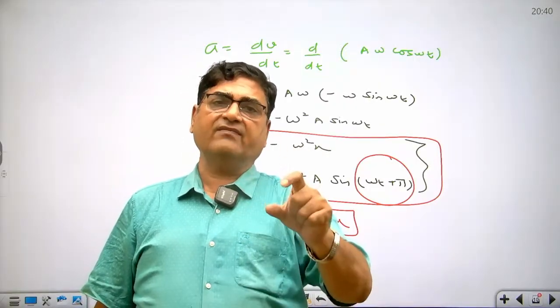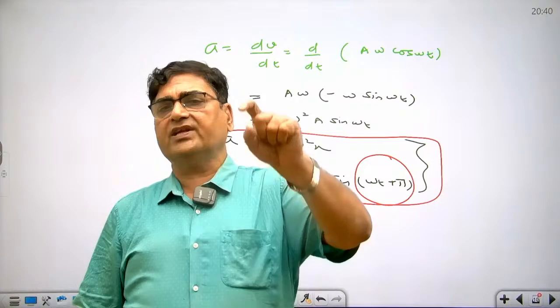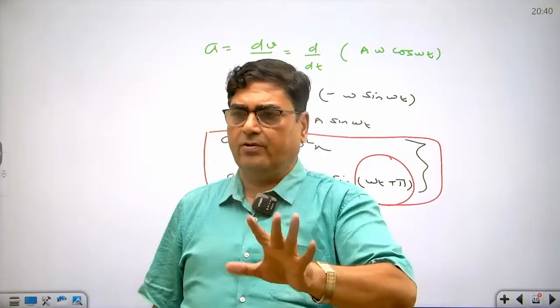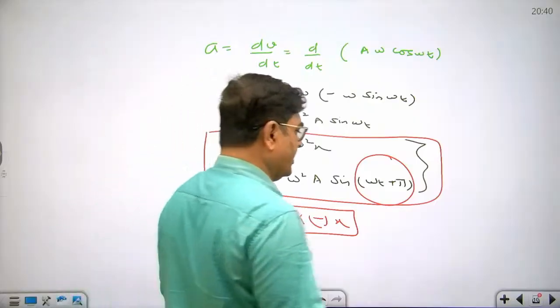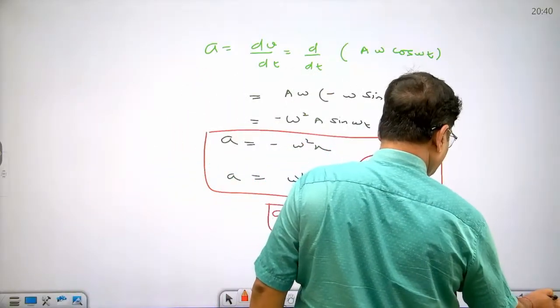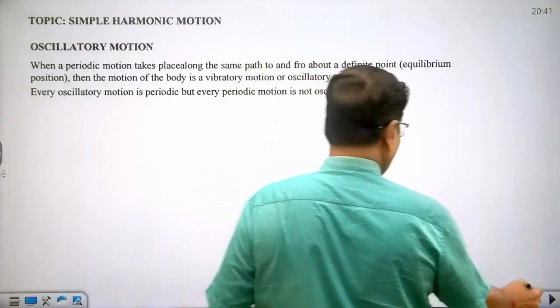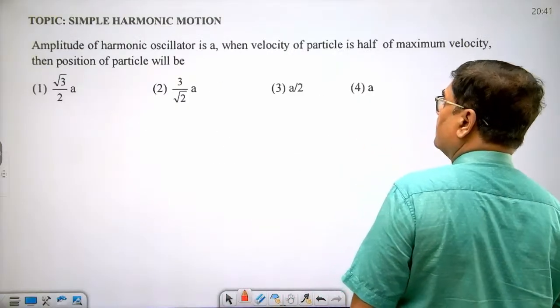Between acceleration and velocity is pi by 2, between velocity and displacement is also pi by 2, between acceleration and displacement is pi. Okay, so these are the general relations. Now you can solve some questions.